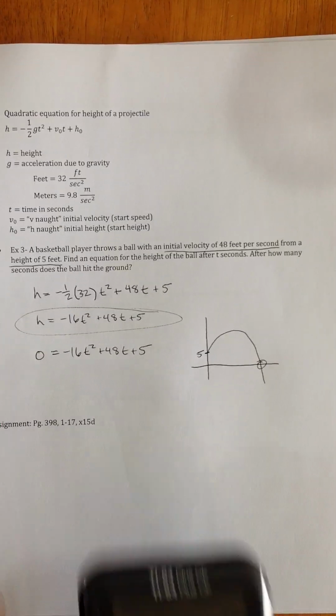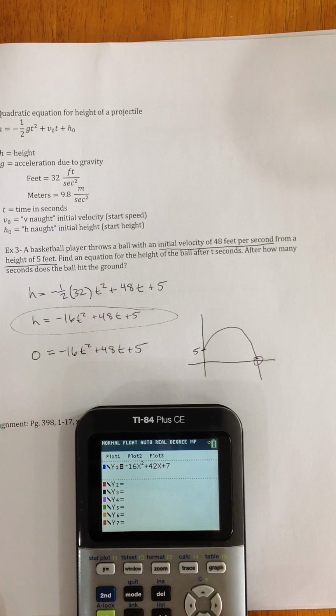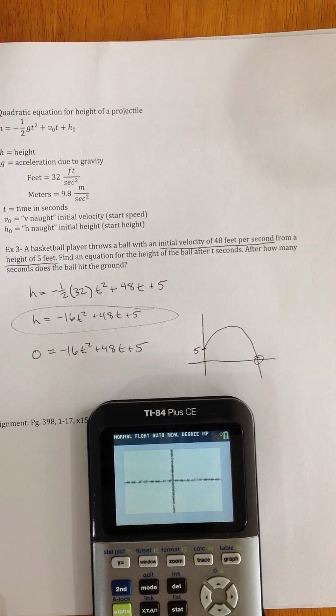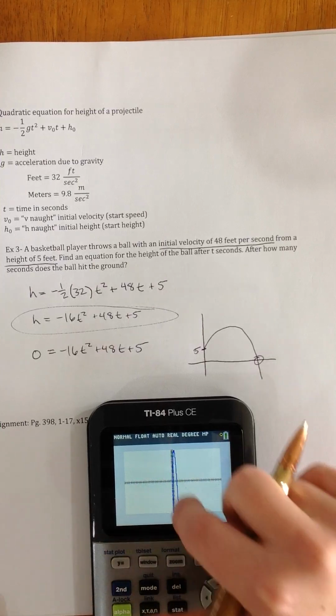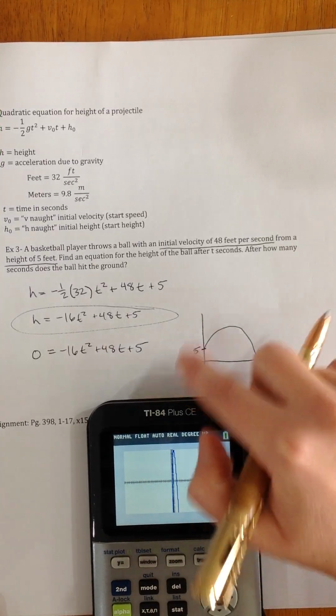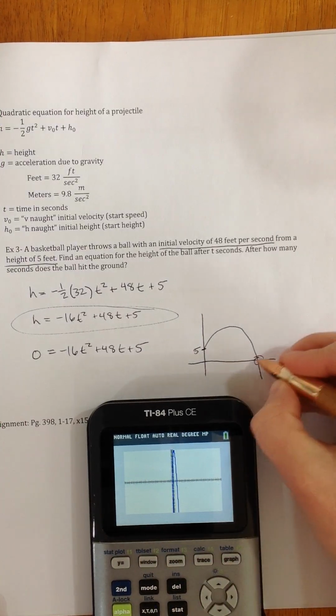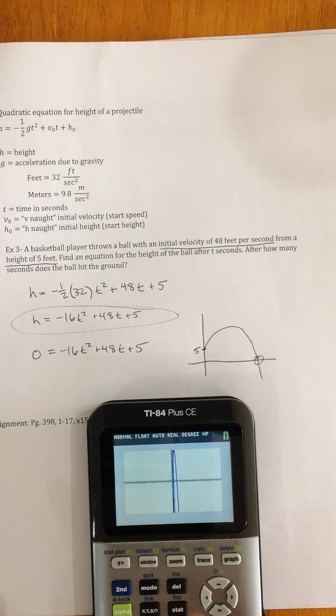So I'm just going to go back to my graphing screen here, get rid of that stuff, and type in my equation here. So negative 16x to the power of 2 plus 48x plus 5, graph it. And I still have it zoomed out from before. It would probably look more like that if we zoomed in a little bit closer. But again, we just need the spot where it hits the ground, so it's not that big of a deal.